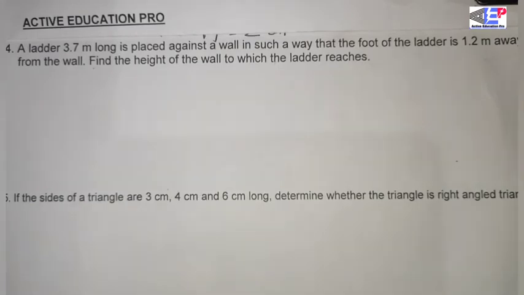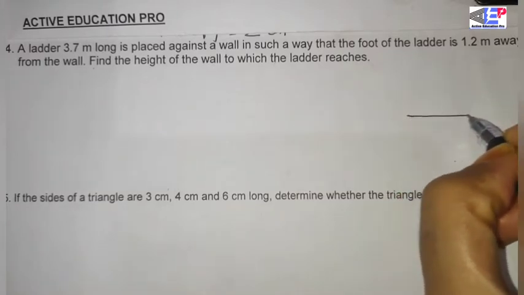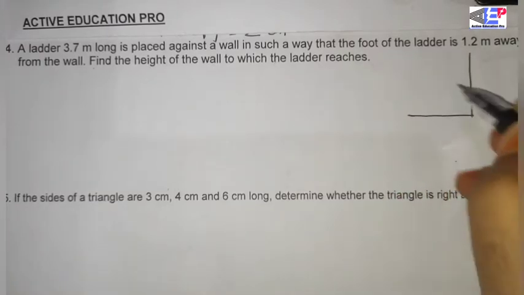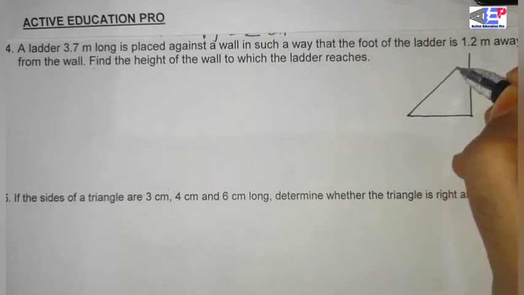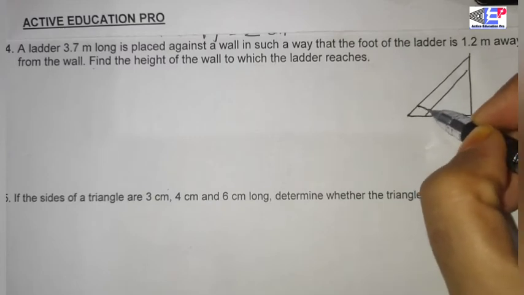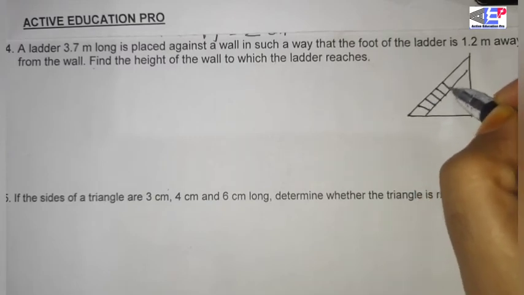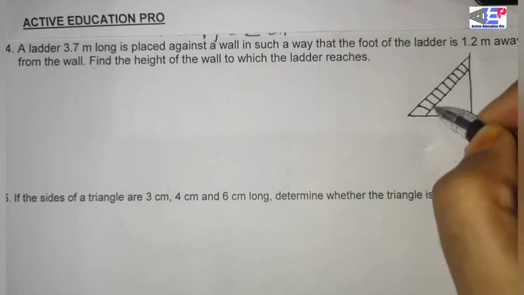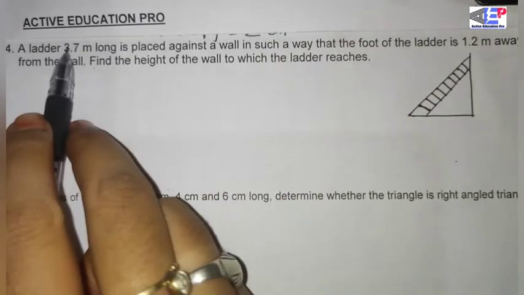It is all about a ladder problem, and there is a similar ladder problem in the NCERT mathematics book of class 7, so we will solve this question thoroughly. A ladder 3.7 meter long is placed against a wall. First we have to draw the picture. This is the base and this is the wall, and this is the ladder, inclined towards the wall. This is the ladder, 3.7 meter long.